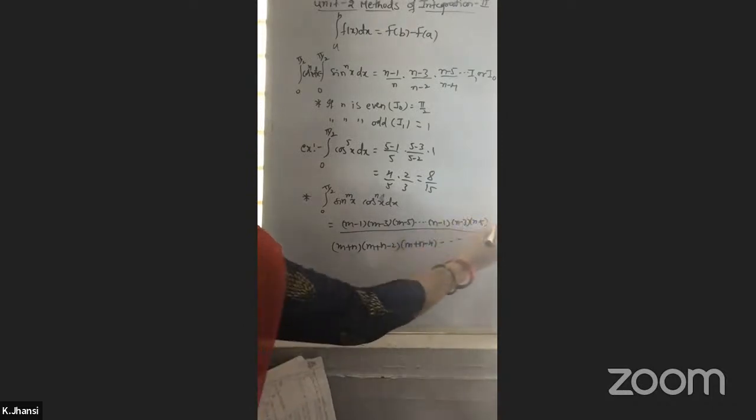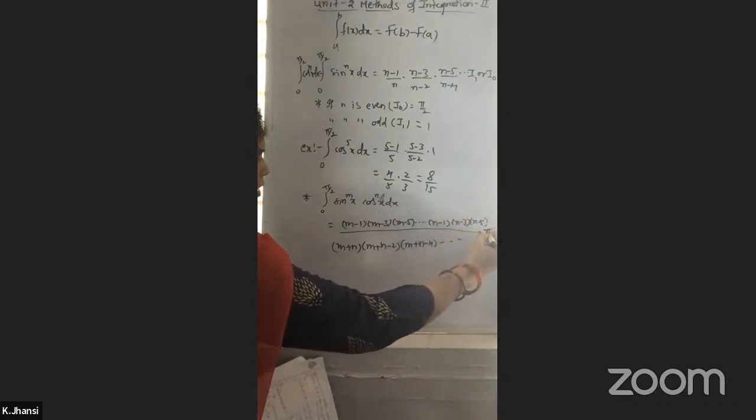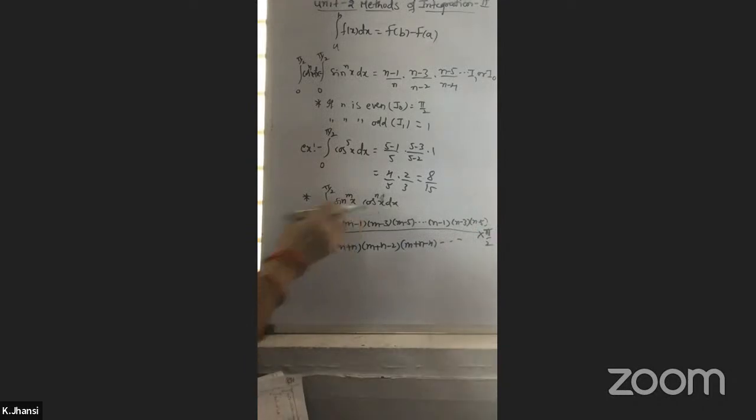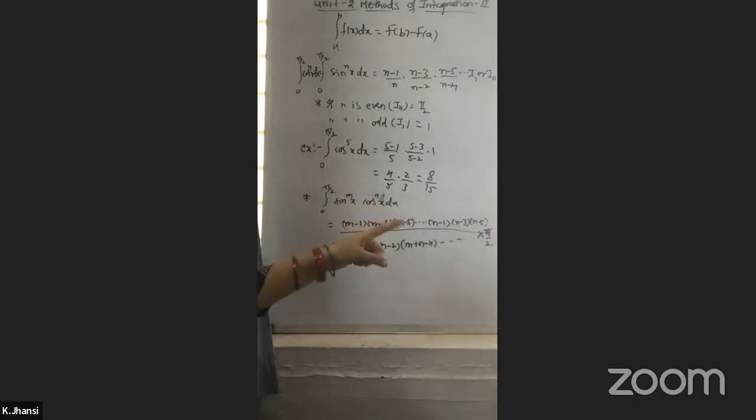This multiplication of pi by 2: you will get it only if both m and n are even. If the powers are even, then you have to multiply by pi by 2. If one is even and one is odd, or both are odd, then you should not write the value of pi by 2. Remember that one.